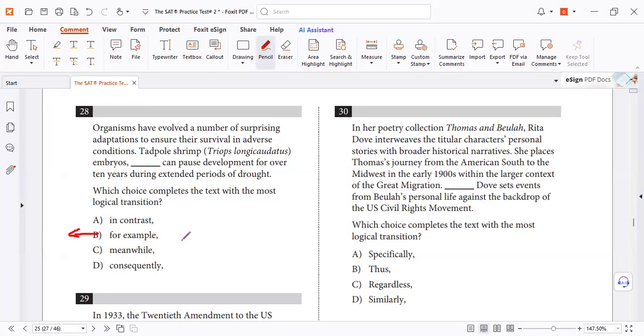For example. Better be correct. Look, a trap in contrast, meanwhile. Perfect.